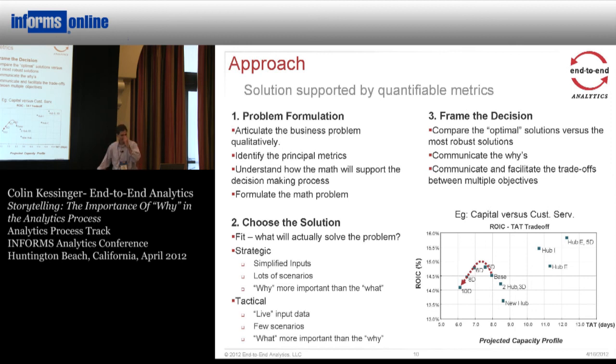frame the decision, right? So this is now where it's sort of the why comes back to where you want to be. Compare the optimal solutions versus the most robust solutions. This is one that's sort of near and dear to my heart. I started getting into this whole scenario thing, and it comes back to the why versus the what. This is another spin on it. I have a big machine, I hit run, it runs, it gives me an answer. I change an assumption, I hit run, I get a different answer. Now I got a problem.